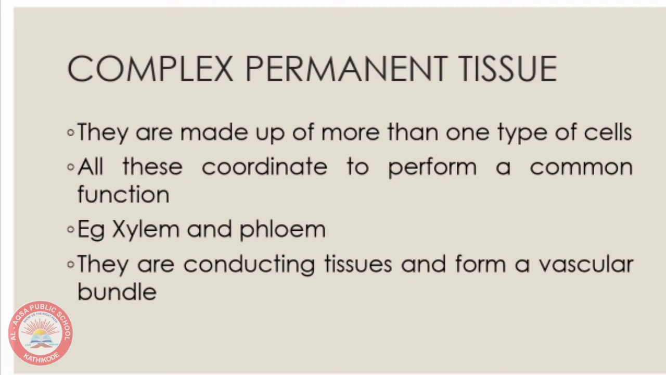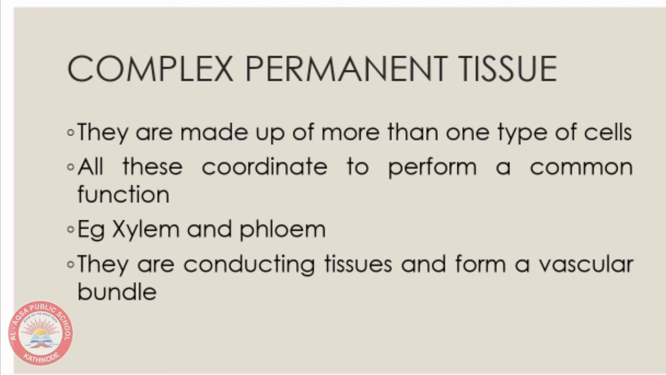But in the case of complex permanent tissue, they are made up of more than one type of cells. Though they are made up of more than one type of cells, they all coordinate to perform a common function. For example, xylem and phloem. They are both complex permanent tissue. They are called conducting or vascular tissue.